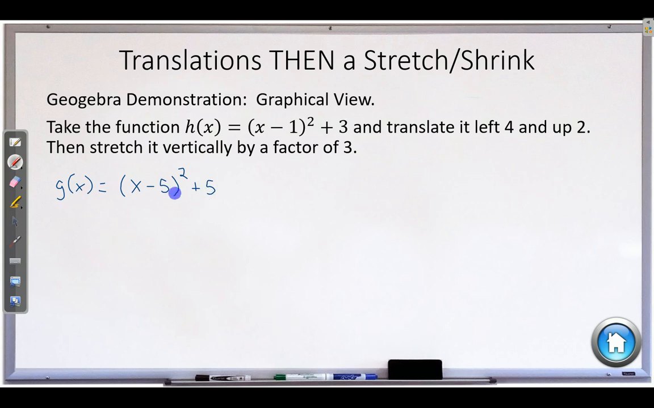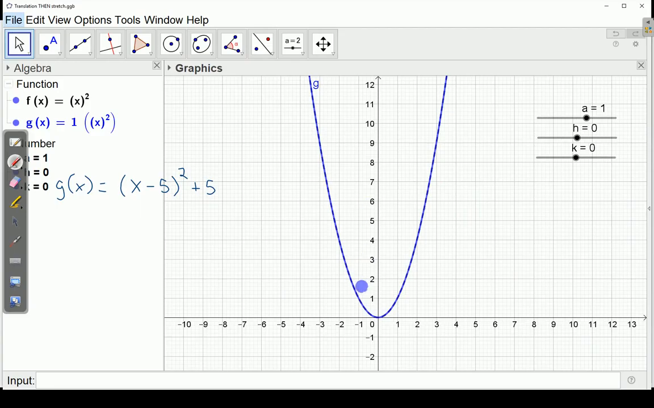And then we are going to stretch vertically by a factor of 3. Now, you might be thinking, oh, I'm just going to put a 3 right here. That's where the stretch goes. Sadly, because we already have transformations here, that isn't quite the case. To prove that to you, I want to show it to you visually.